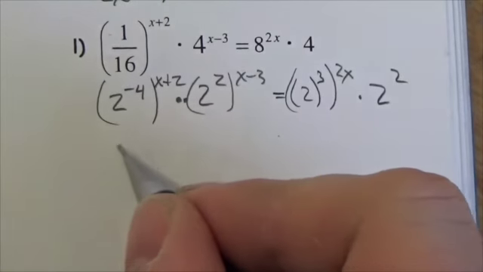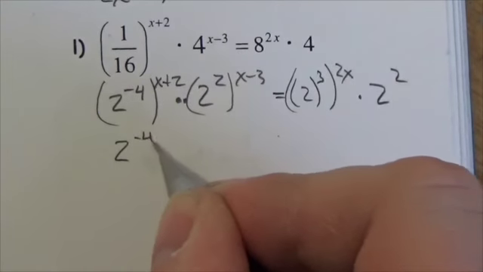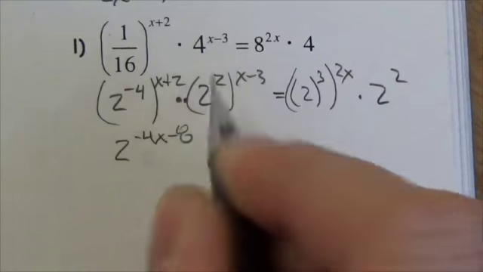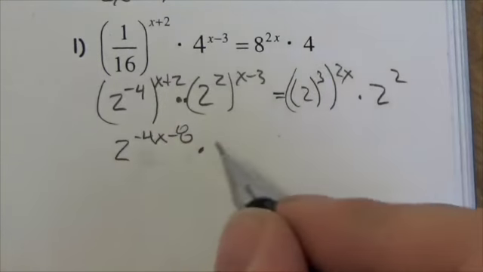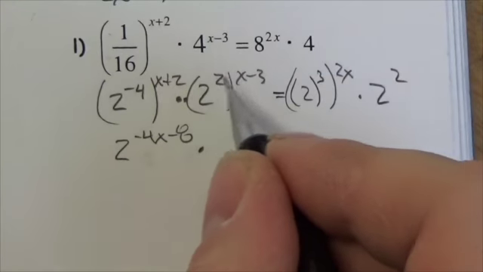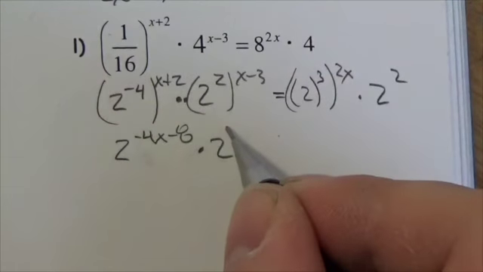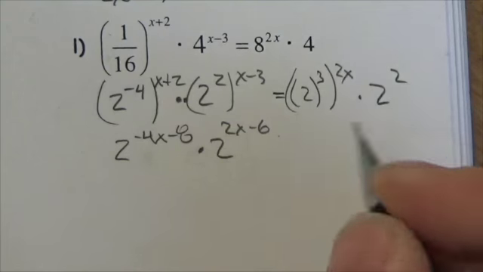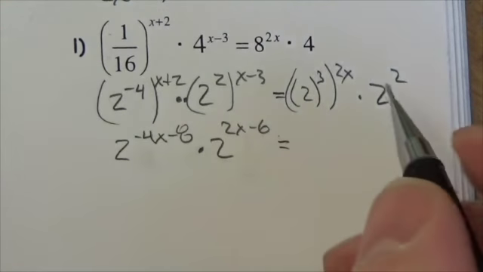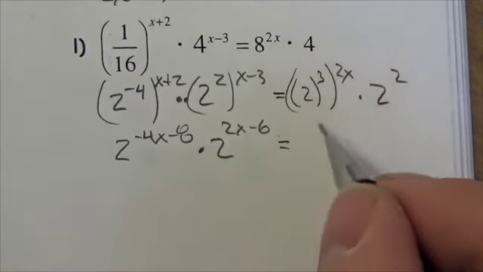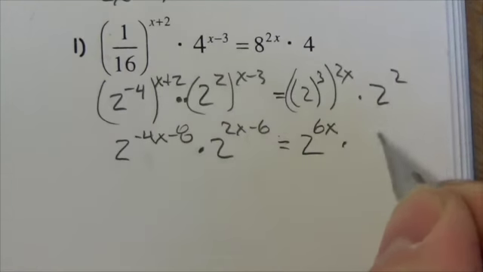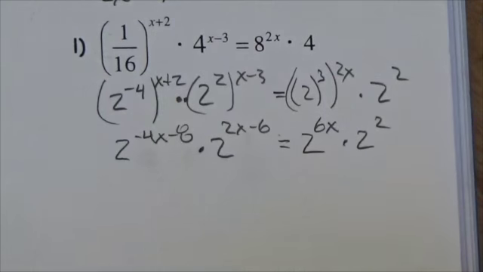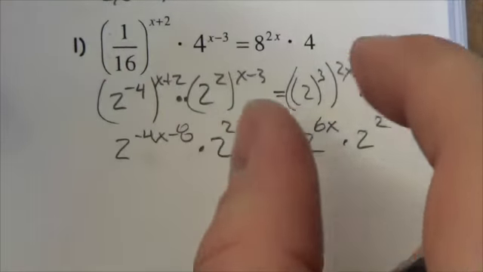First of all, I'm going to distribute here. So this will become 2 to the negative 4x minus 8 when I distribute that negative 4 to both those terms, multiplied by, again distribute that 2 through, so this will be 2 to the 2x minus 6. On the right hand side, I've got a power of a power here, so I multiply the exponents, 2 to the 6x. And then over here, actually there was nothing I could do with that one. 2 squared is just 2 squared. So I've dealt with the exponents.